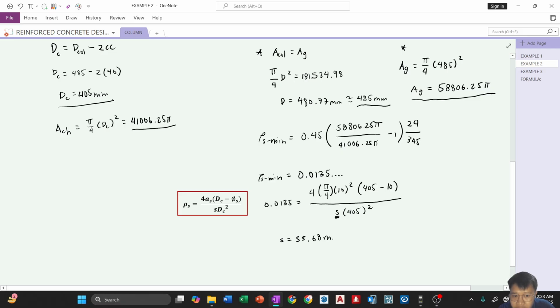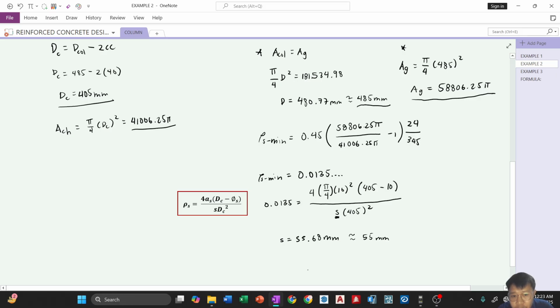55.68 mm. Since we're talking about spacing, we must round this down, no? I-round na natin ito sa exact 55 mm na. Okay, mas dikit-dikit, mas safe. Okay, so is this the final spacing na natin?